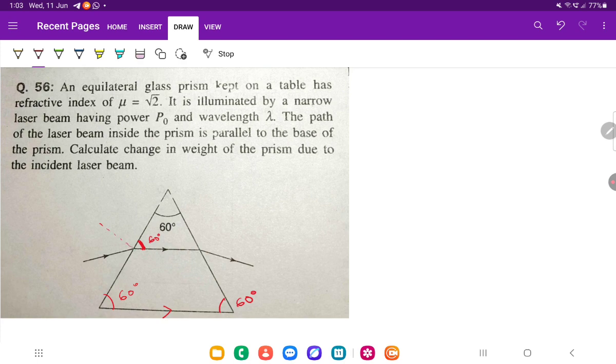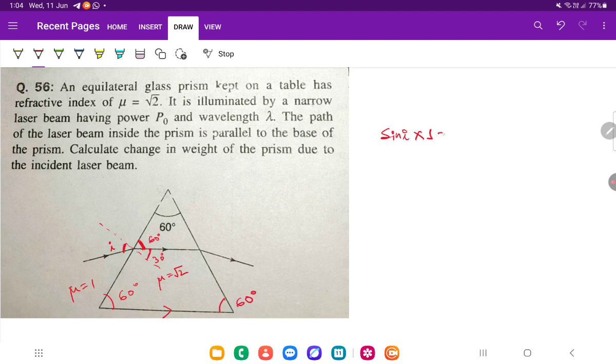I'm drawing a perpendicular on this face. This is the normal on this face. So if this is 60, this angle will be 30 degrees, and 30 degrees will be the angle of refraction for refraction in this left face, right? So inside the prism mu is root 2 and outside mu equals 1. So if this is the angle of incidence, let's say i, we can easily find i using Snell's law.